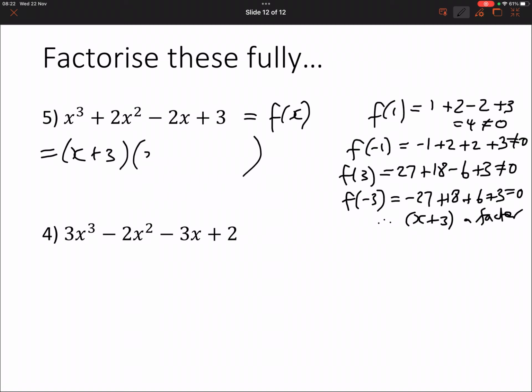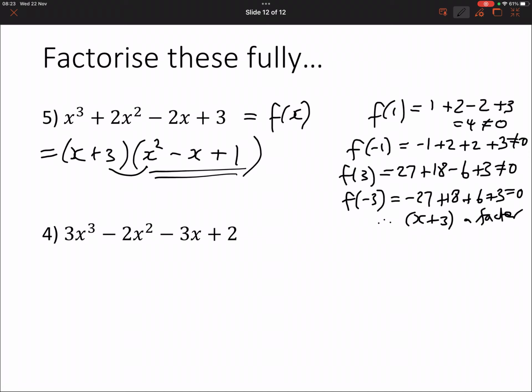X times x squared is x cubed. 3 times 1 makes that. So 3x squared, I need minus an x squared, so that's minus an x there. And this is another example. If we check the x's, that will work. Minus 3x plus an x. Yeah, cool. This is another example then of the quadratic that doesn't factorise.